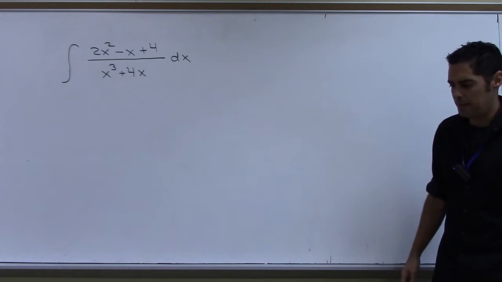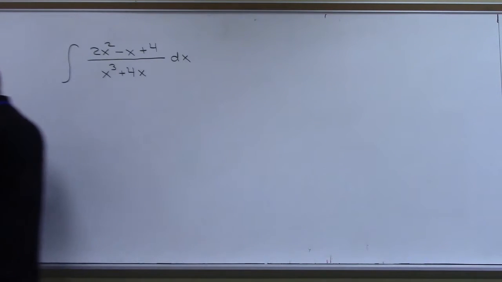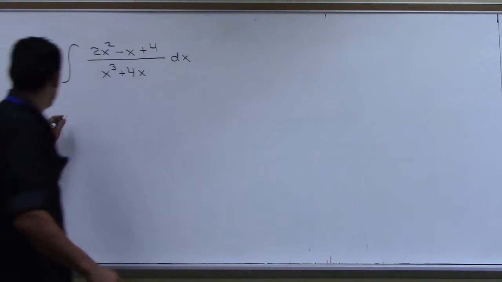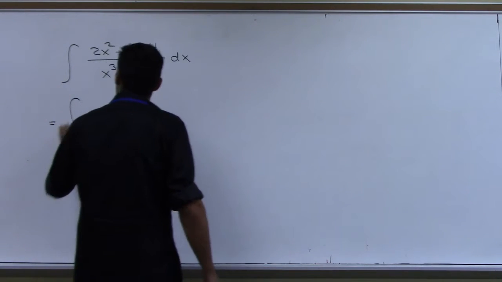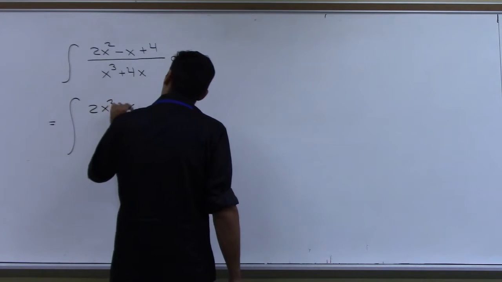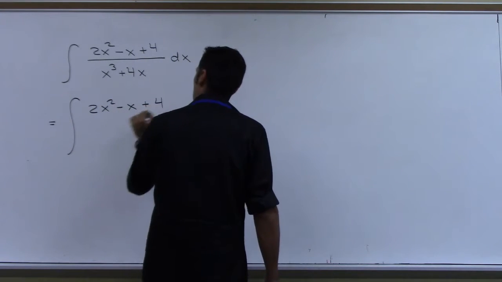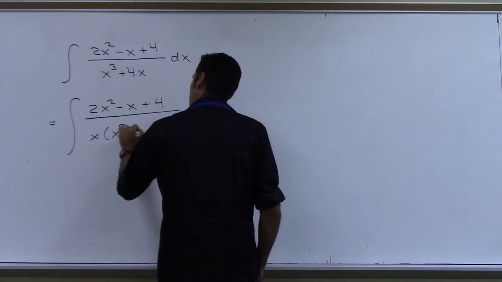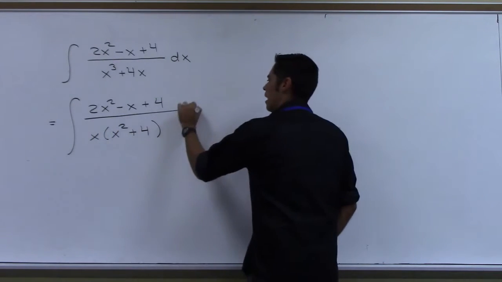So what was the next step? Remember? Factor the bottom if possible. Does that factor? It does, but not very much. All you can do is just pull an x out. So this becomes the integral of 2x squared minus x plus 4 over x times x squared plus 4 dx.